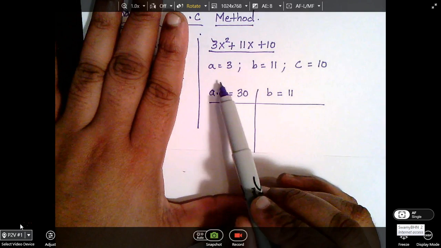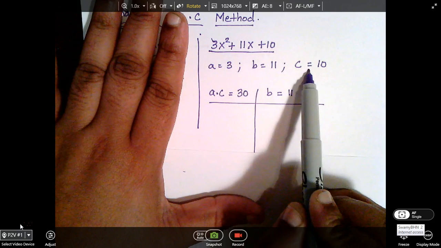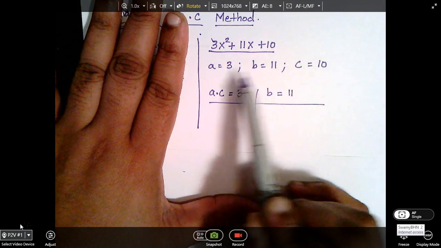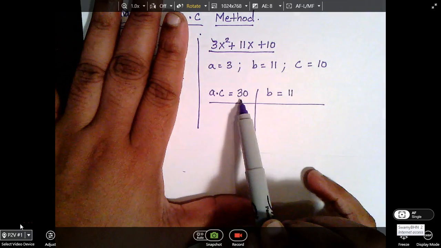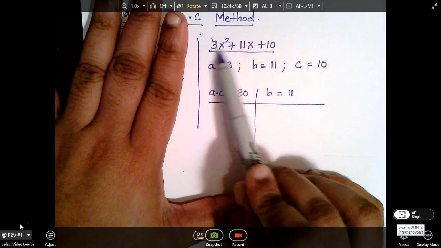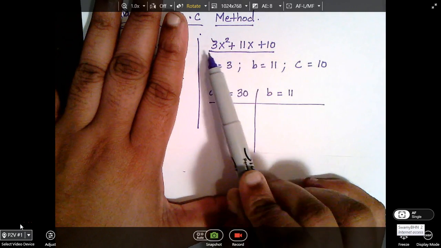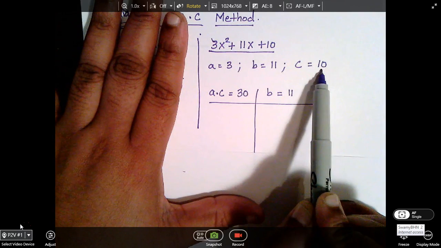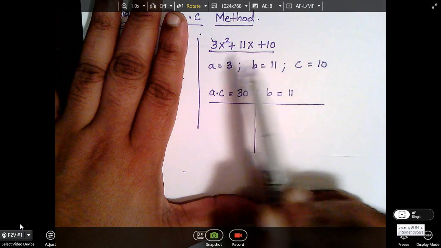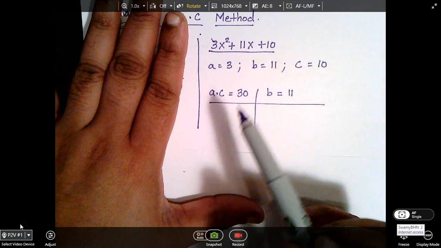For that, I need to multiply my a and c. That's why it is called A times C method. I multiply my a and c. So 3 times 10 is going to give me a 30. The sign of the number is also very important. So this is a positive 3 and a positive 10. So that's how I wrote positive 3 and positive 10. If it was a negative 3, we will be doing other problems that has negative signs also. You will understand then.